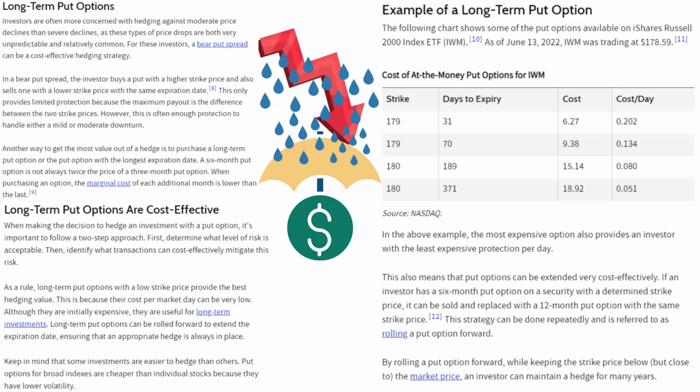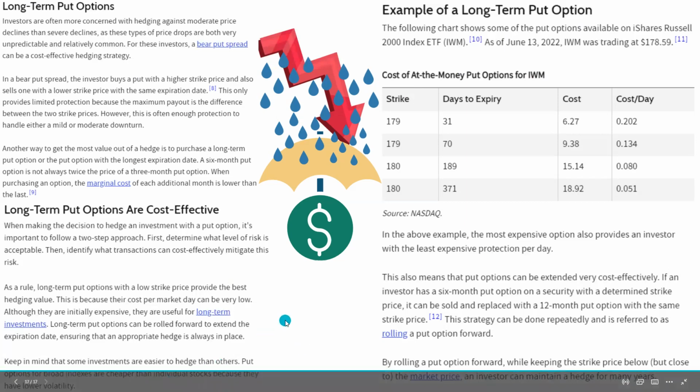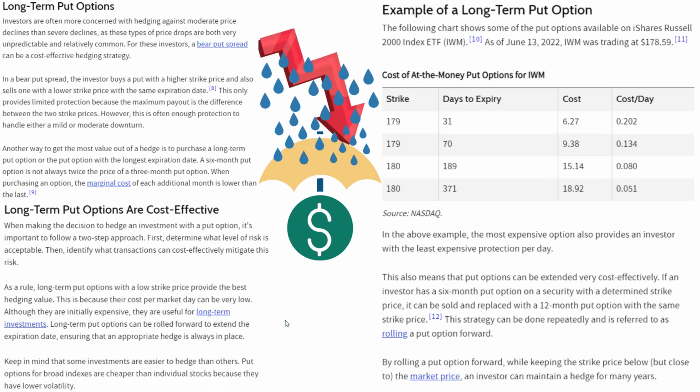Put options for broad indexes are cheaper than individual stocks because they have lower volatility. And we talked about some of the pricing and risks in the very first slide here. And volatility is definitely one of the risks. And as they mentioned right here, broad indexes such as the S&P 500 or the Russell 2000 or IWM, right? Those are going to be a little bit cheaper than individual stocks because they have lower volatility.